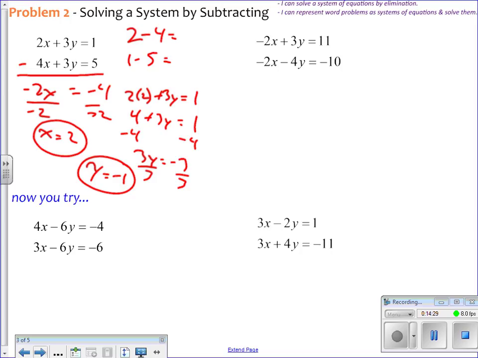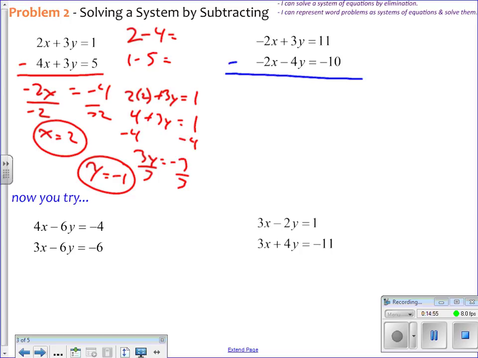Your first step. Can I do it by addition? If I can just add the 2 together and eliminate something, that's what I want to do, because that's the easiest. If I can't, then I don't. If I add these, it won't go away. So I have to subtract.